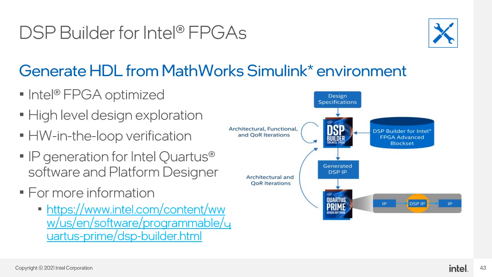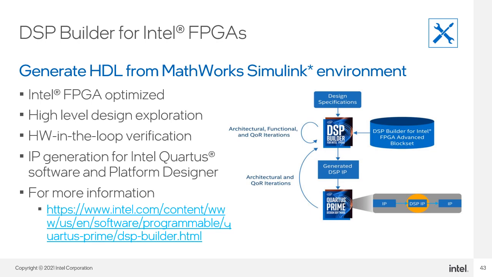The DSP Builder for Intel FPGAs is a high-level tool that enables MathWorks Simulink to generate FPGA RTL hardware. The DSP Builder is a collection of device-optimized Simulink blocks which allows you to build and verify the DSP model you need and then, at the push of a button, generate an RTL implementation of the model that can be easily integrated in the Intel Quartus software to be compiled into an FPGA bit stream.